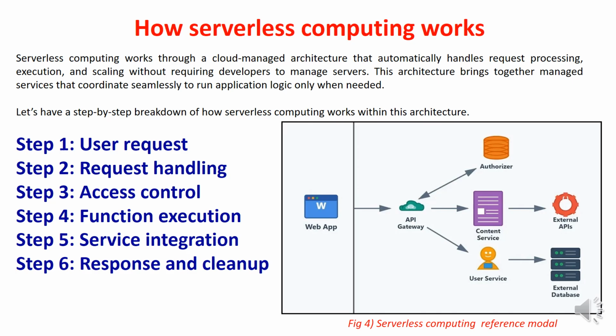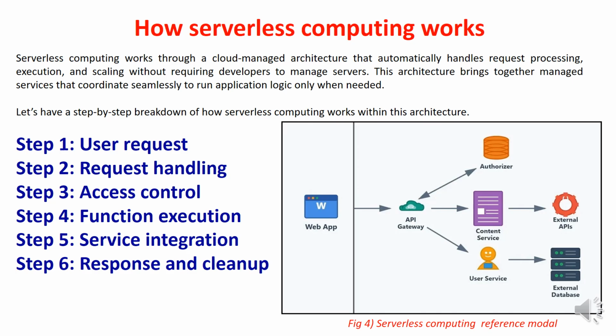Step 4, function execution. Once access is granted, a serverless function is invoked to execute the application's business logic. The cloud provider automatically provisions the required compute resources, runs the function in an isolated environment, and handles scaling transparently, allowing the function to respond efficiently to varying workloads.